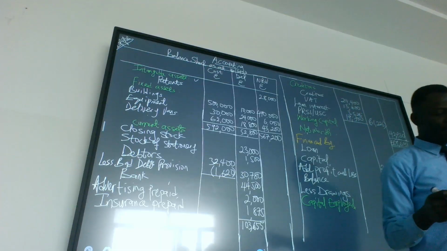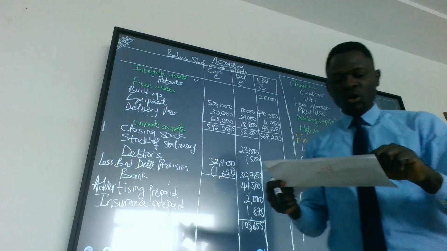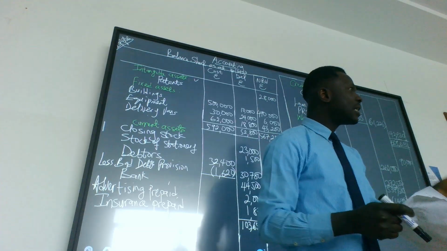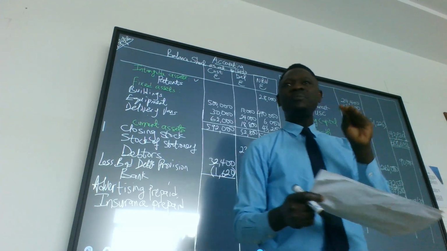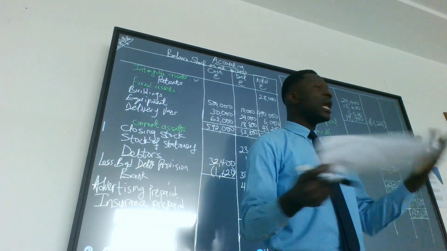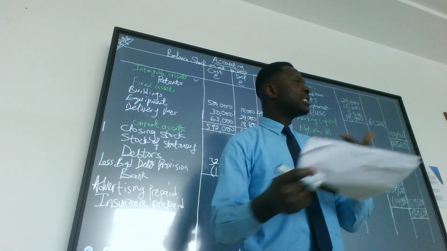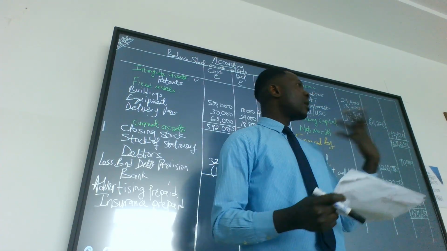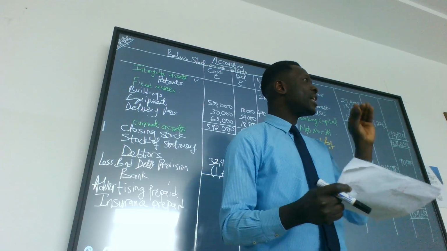Is that clear? Yes. Then we go on. We have the fixed assets. We know fixed assets already. These are assets that will stay with the business for more than a year. Land, building, equipment, machinery, furniture and fittings, motor van. These are assets that stay with the business for more than a year.